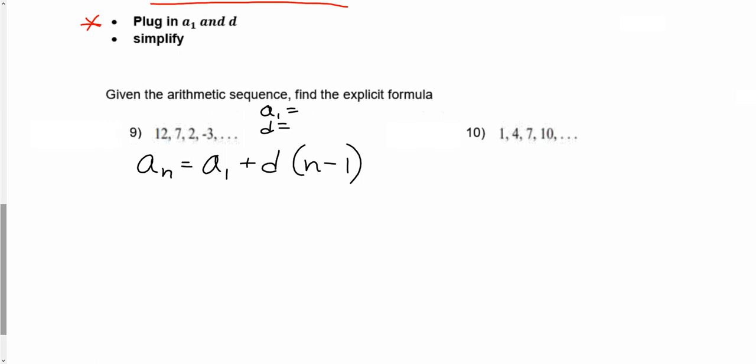So what's A sub 1 in this list? It will be 12. What's the common difference? Negative 5. Good. So we plug it in and then we simplify.